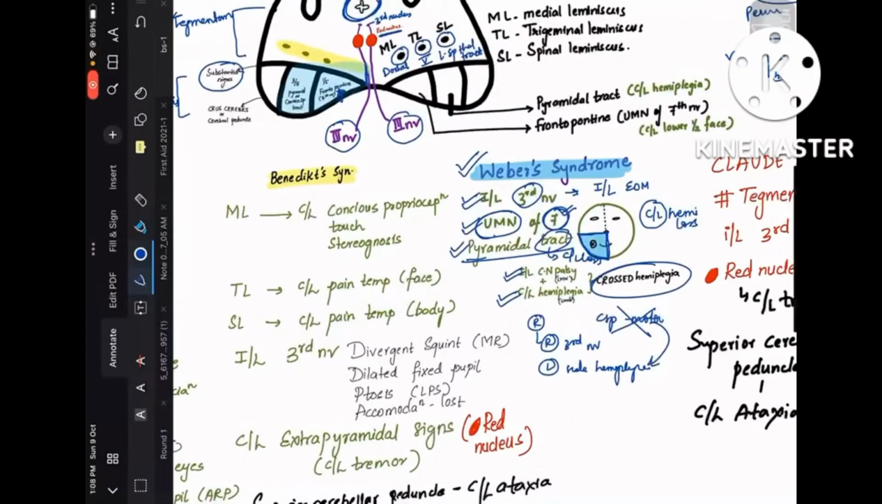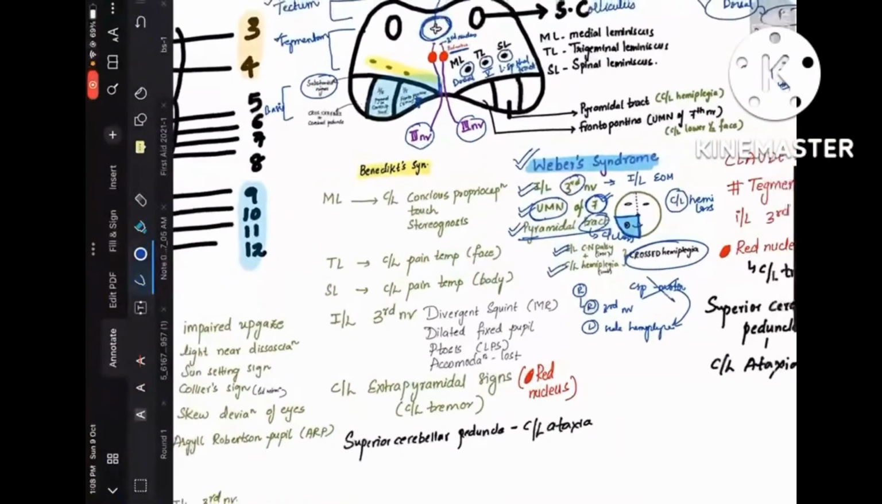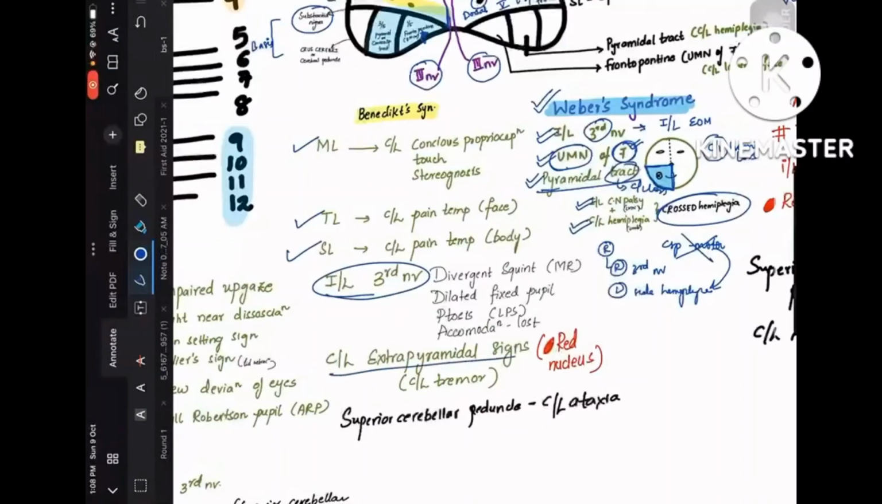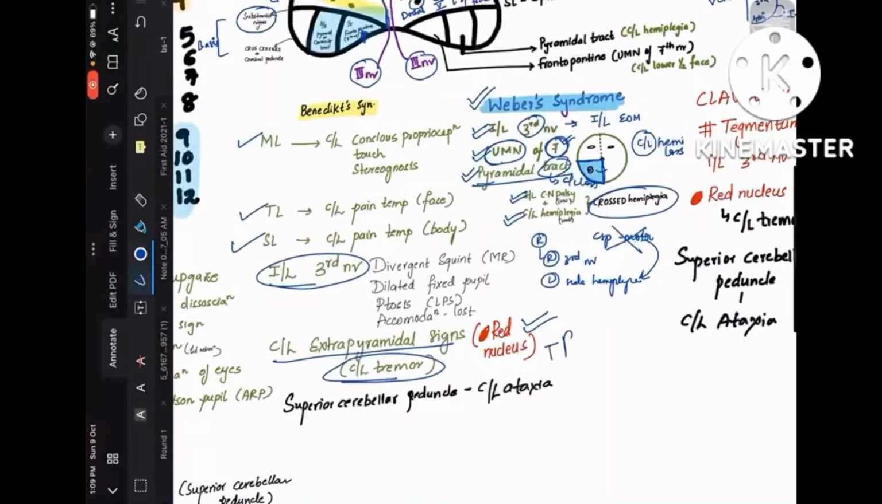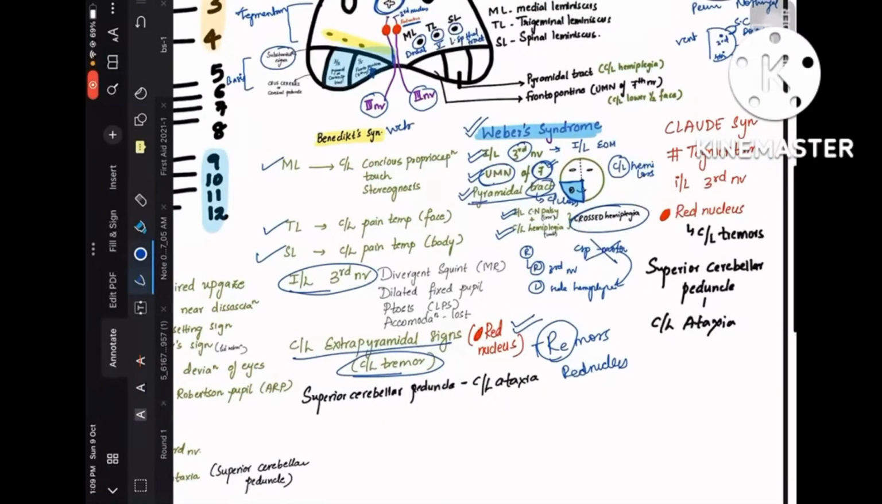Then comes the Benedict syndrome. In Benedict syndrome, you have the medial lemniscus, trigeminal lemniscus, spinal lemniscus involved, and the ipsilateral third nerve, same as Weber's syndrome, and contralateral extrapyramidal signs, that is contralateral tremor, because the red nucleus is involved. So guys, whenever the red nucleus is involved, remember that results in tremors. So in Benedict syndrome, you have all the features of Weber's syndrome as well as Claude syndrome. Since third nerve is involved and the contralateral tremors are seen because of the red nucleus involvement, that is what you need to know about Benedict syndrome.